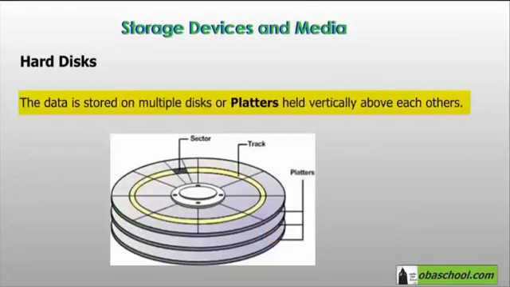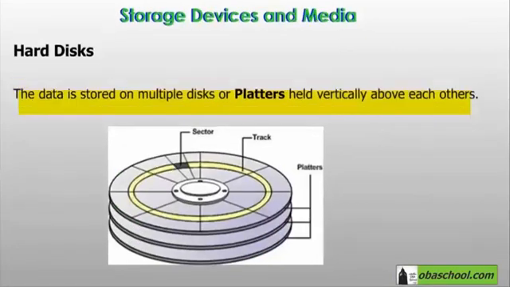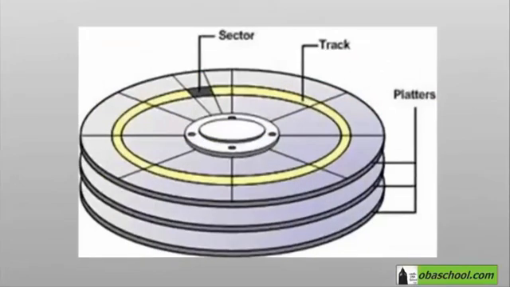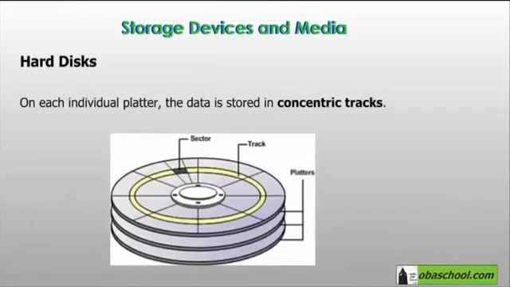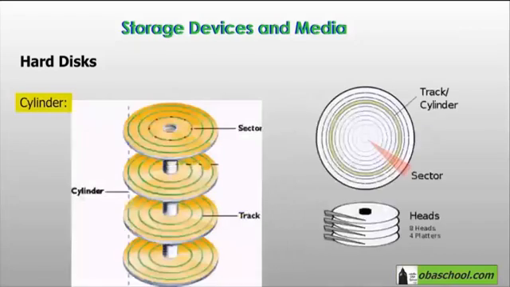The data is stored on multiple disks or platters held vertically above each other. Let's take a closer look. These are the platters. The data is saved on the track, which is this yellow circle. And this track is concentric. That means it has the same center, which is right here. And each platter inside the hard disk has several tracks.